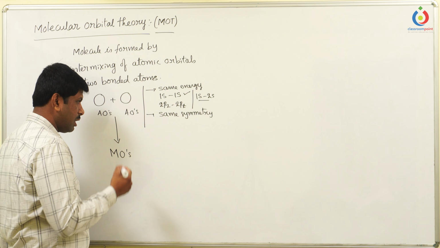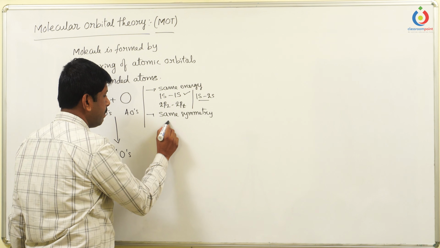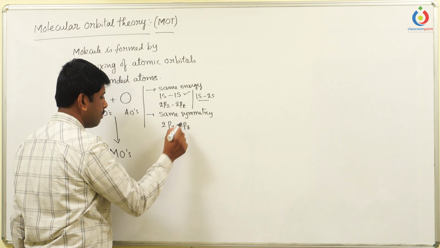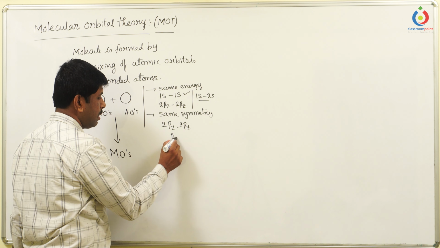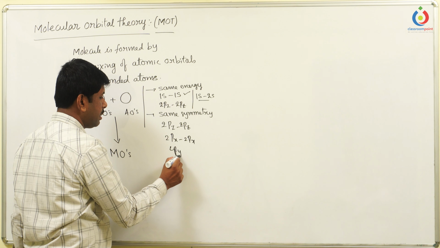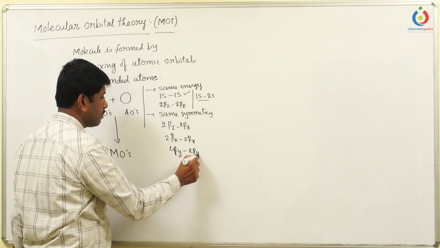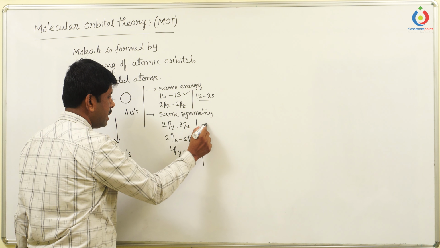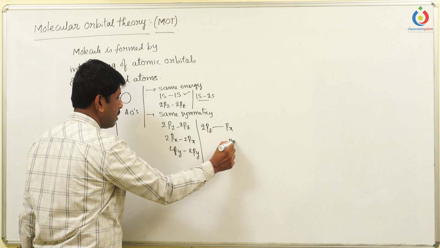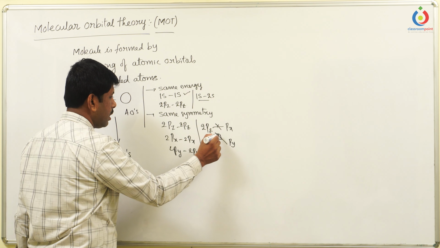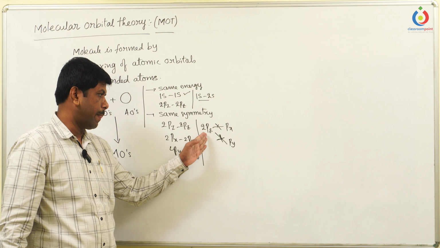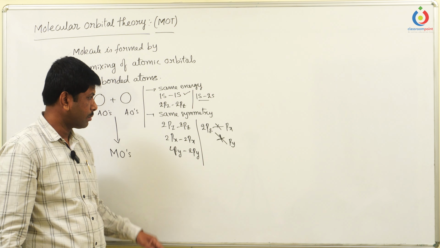And symmetry in this sense means they must have the same direction. That means the pz orbital intermixes with the pz orbital, that means both belong to the same axis. And the px orbital intermixes with the px orbital, and the py orbital intermixes with the py orbital. That means the pz orbital does not intermix with either the px orbital or the py orbital because their direction of lobes or location is different.